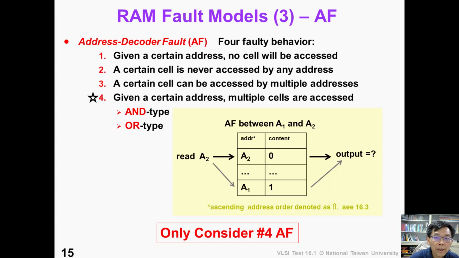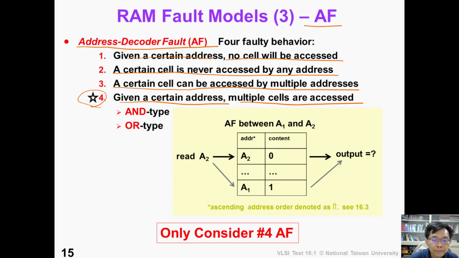Now let's have a look at the address decoder fault, AF. There are 4 possible faulty behaviors for address decoder faults. The first one, given a certain address, no cell will be accessed. Number 2, a certain cell is never accessed by any address. Number 3, a certain cell can be accessed by multiple addresses. Number 4, given a certain address, multiple cells are accessed.